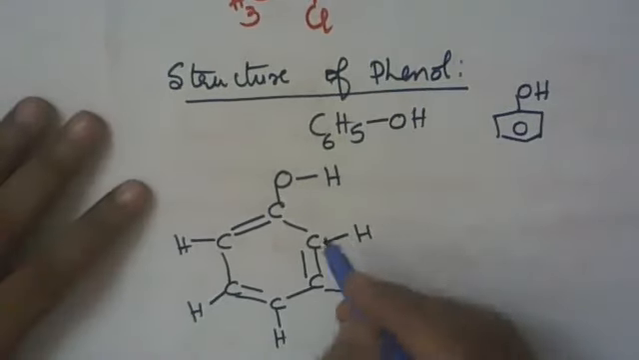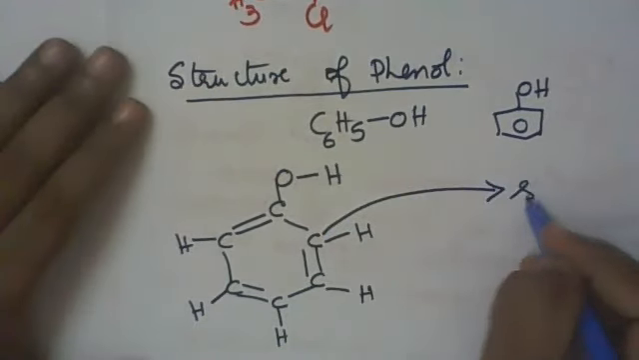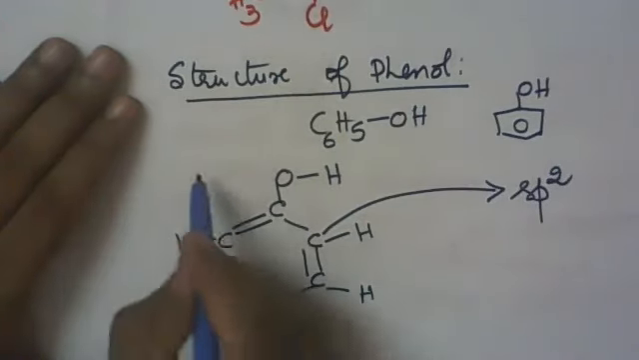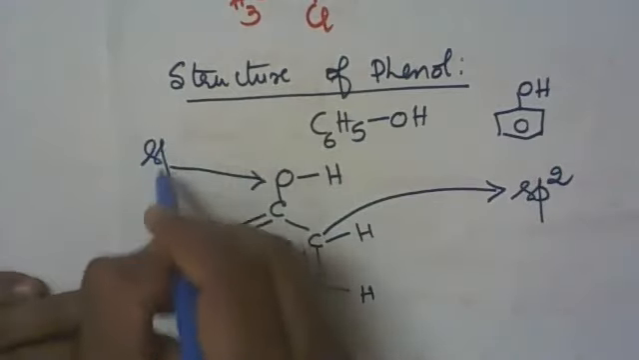Correct? Now remember here, what is the hybridization of the carbon atom in benzene? It is sp2 hybridized. What is the hybridization of the oxygen? It is sp3 hybridized.